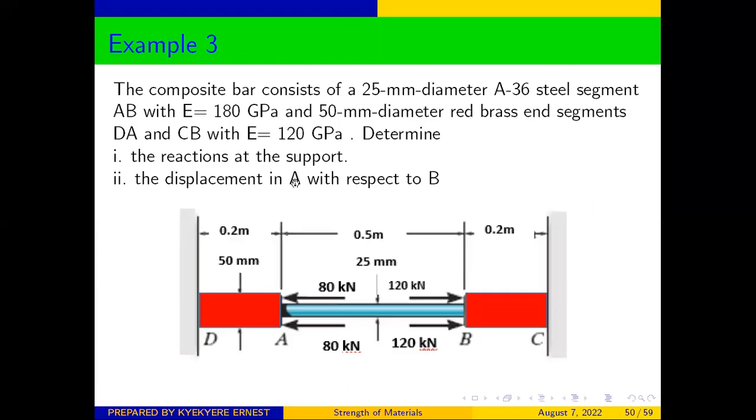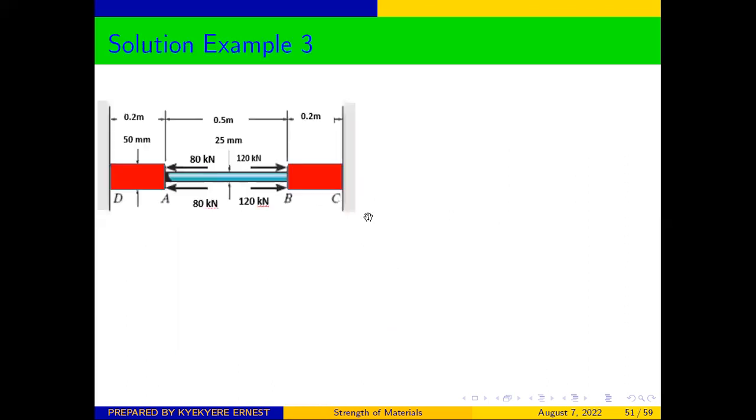Good. The composite bar consists of a 25mm diameter A36 steel segment AB with E equals 180 GPa, and a 50mm diameter red brass end segment BC with E equals 120 GPa. Determine the reactions at the supports, and the displacement of A with respect to B. So this is our diagram. Let's see how to go about this question.